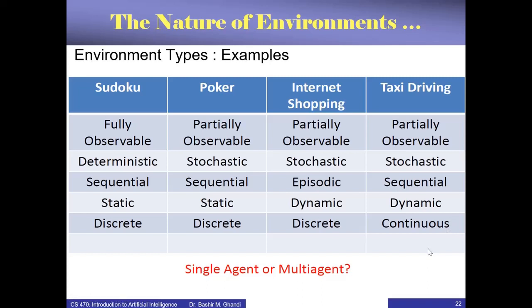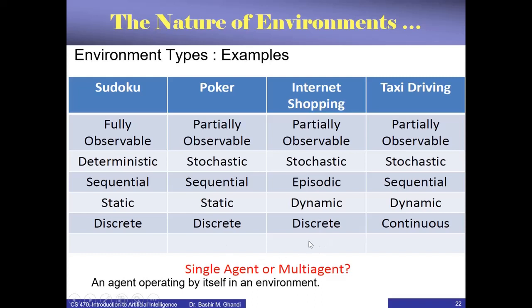And the final one is whether the environment is single agent or multi-agent. When is it single agent? If an agent is operating by itself alone in the environment. Otherwise, it is multi-agent. And we saw that multi-agent could be cooperative or competitive. Again, clearly only Sudoku is single agent. One agent is trying to solve the Sudoku game. But poker game normally consists of multiple players.